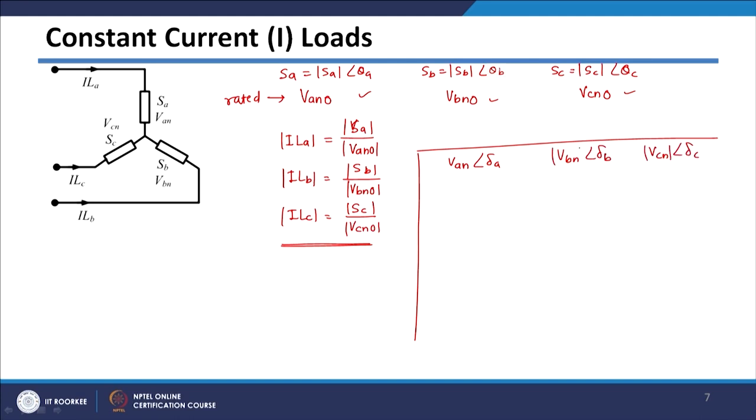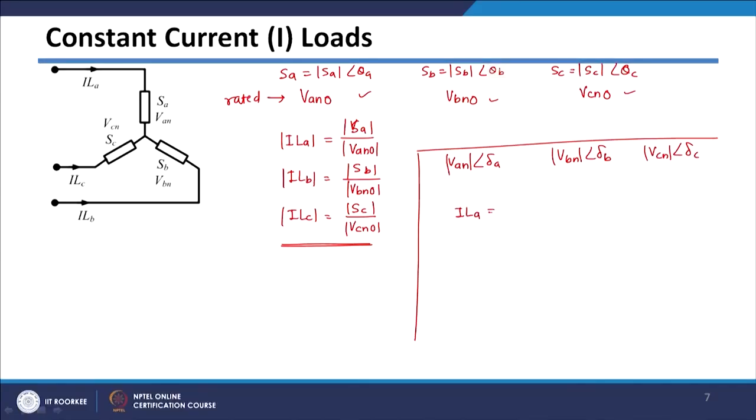Now, for these voltages, even though the voltage will change, you need to keep the current magnitude constant. So the injected current I_LA will have a magnitude |I_LA| that always remains constant even as the voltages change. However, the angle will be calculated as delta A minus theta A of the load. Similarly, I_LB will be |I_LB|, which remains the same, with angle delta B minus theta B, and I_LC will be |I_LC| with angle delta C minus theta C.